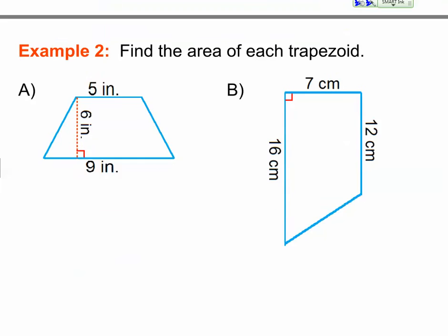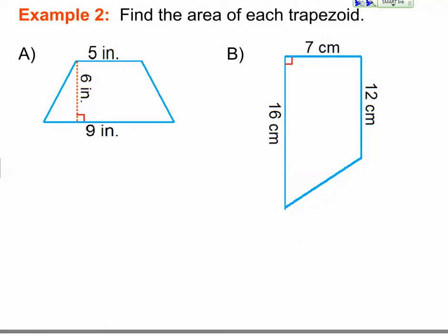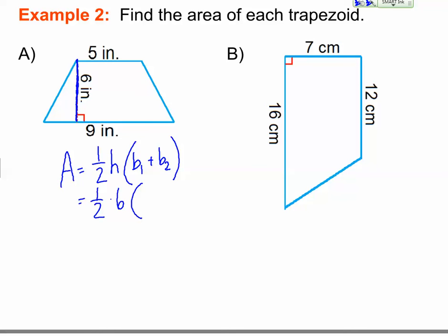Let's try some trapezoids. Now remember, 2 trapezoids makes up 1 parallelogram. Our formula again is 1/2 of the height multiplied by base 1 plus base 2. We're going to go ahead and fill in everything that we know. The height of our trapezoid is the distance between the 2 parallel bases, which is 6. Base 1 is 9, and the other parallel base is 5.